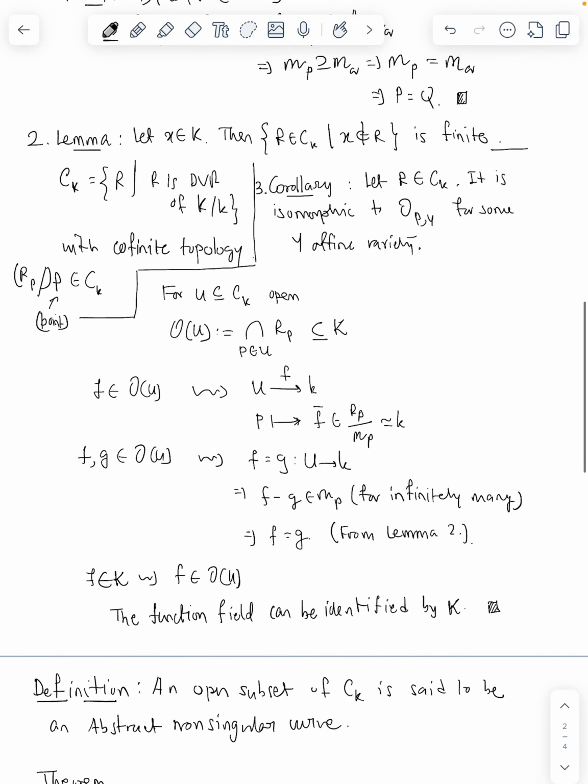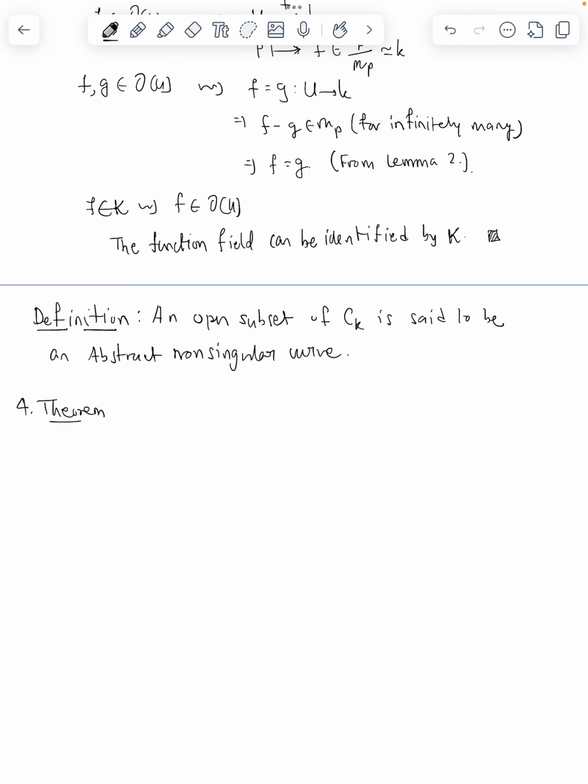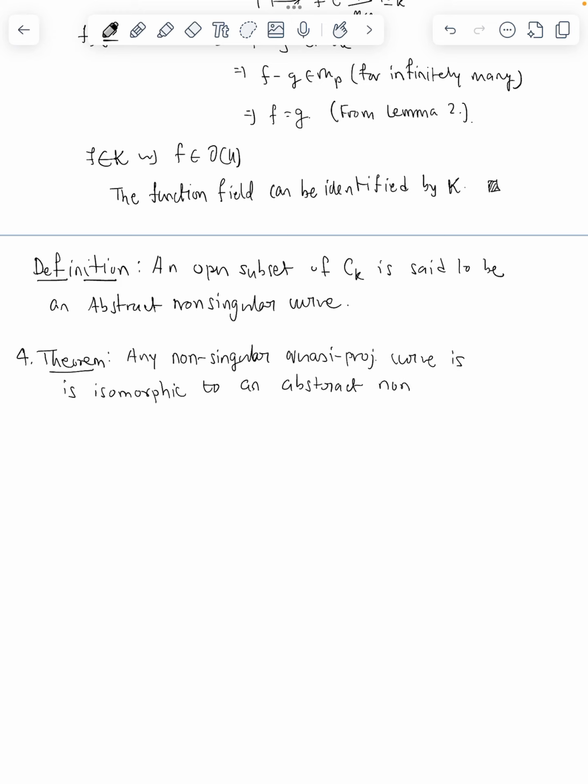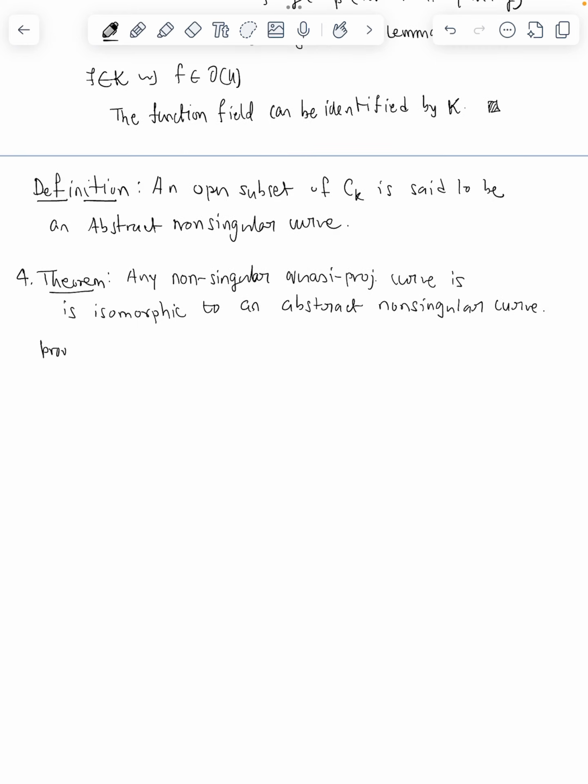This is in our order, theorem 4. So any non-singular quasi-projective curve is isomorphic to an abstract non-singular curve. And the idea of the proof is simple. In fact, the proof itself is simple.